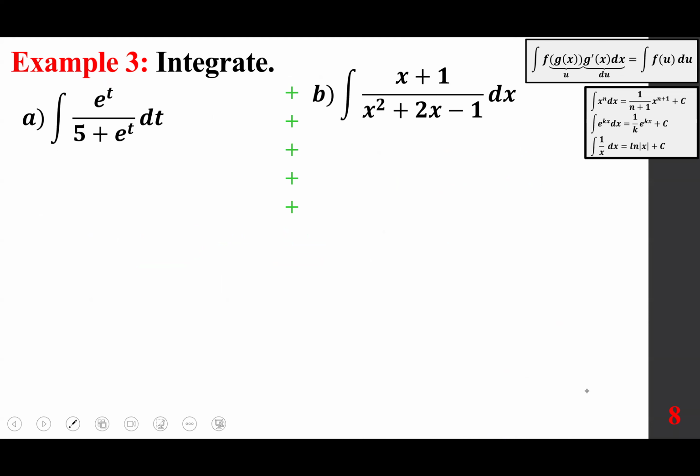What happens when we have fractional formats? Number one, can I simplify a fraction because it has to be put in its lowest term? If you can, you must. Number two, if you can't, the denominator, even if it has an exponent without the exponent, is the choice of u. In this case, 5 plus e to the power of t. As you know, the derivative is e to the power of t, therefore du is e to the power of t dt.